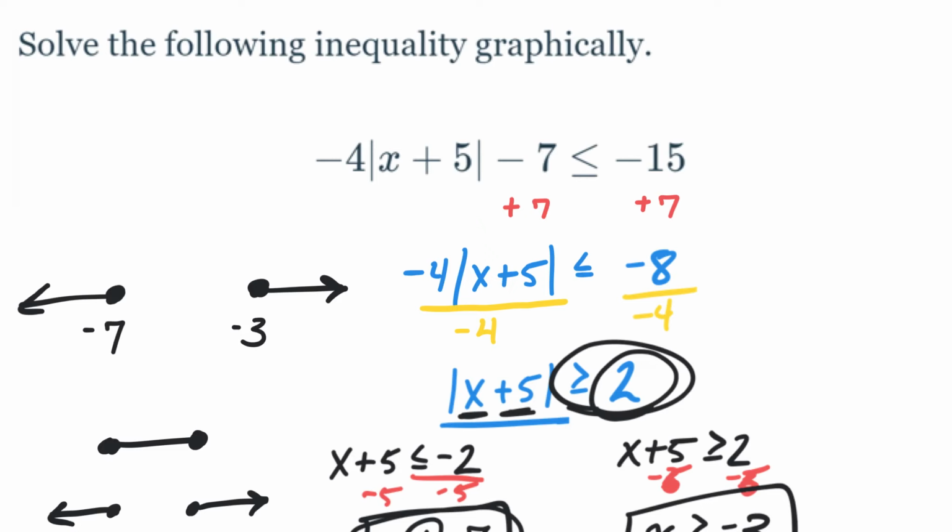Another option you could take is to plug in 0. So you see 0 on a number line is going to be somewhere over here, which would be part of the shaded. So 0, when plugged in, should work.